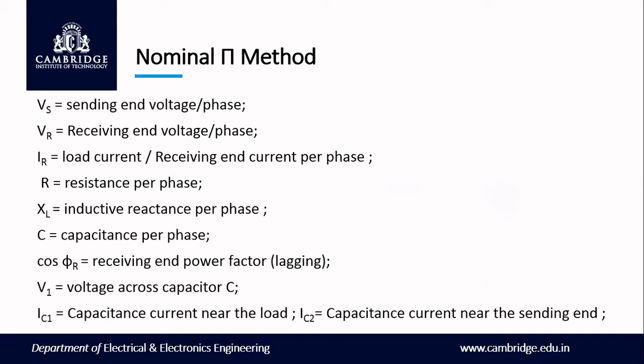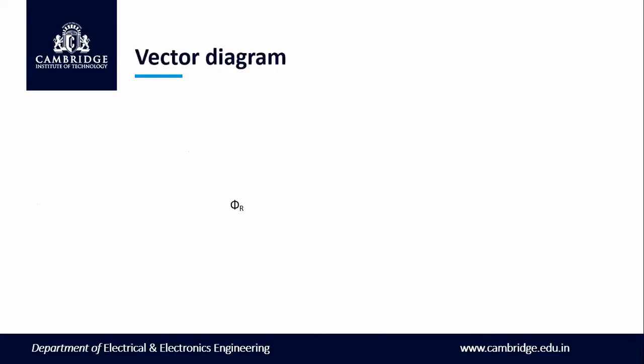These are the parameters we have just discussed. Vs is the sending end voltage per phase, Vr is the receiving end voltage, IR is the load current, R is the resistance per phase, XL is the inductive reactance per phase, and C is the capacitance per phase. But this capacitance is divided into two halves. V1 is the voltage across the capacitor. IC1 is the capacitor current near the load. IC2 is the capacitor current near the sending end. Next, we'll draw the vector diagram.